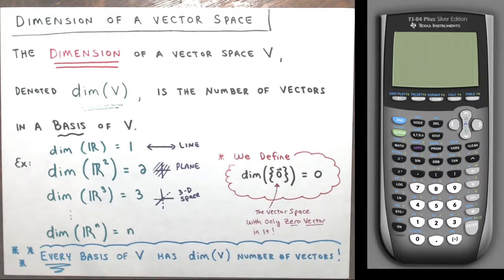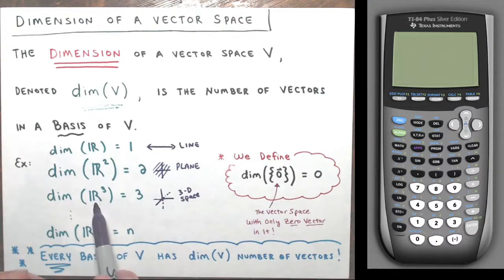Keep that, please keep that in mind. And then one other important note. I'm not proving this in this video, but an interesting result is that every basis of a vector space V has the dimension of V number of vectors in it, right? So all I'm saying here, and you've seen this in other videos of mine if you've been watching, is that R2 has dimension 2. That means that every basis of R2 is going to have 2 vectors in it, right?